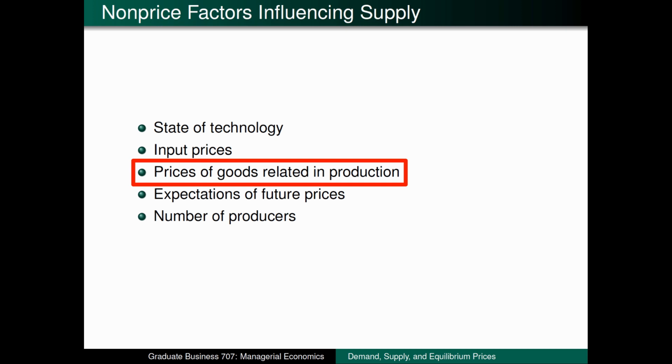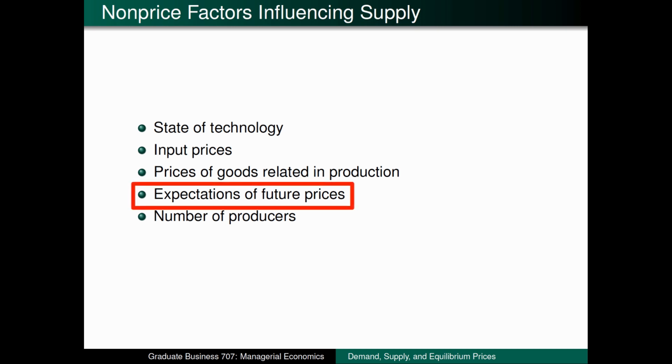In this example, the 3 Series sedan and the X5 SUVs are substitutes in production. Given BMW's current number of workers and stock of machines, increasing the production of one car means that less of the other vehicle can be made.